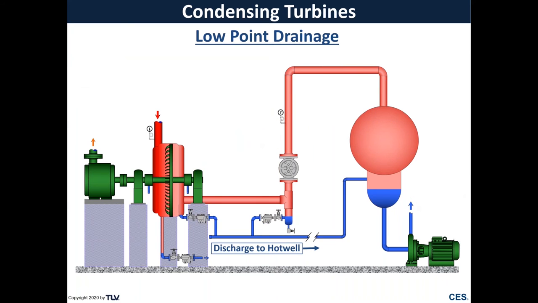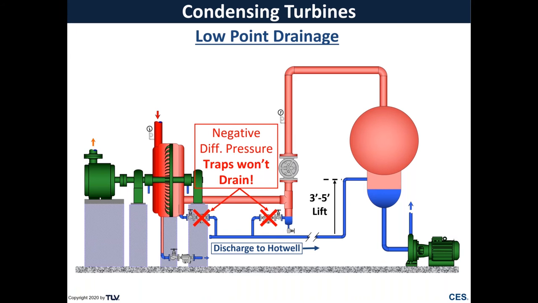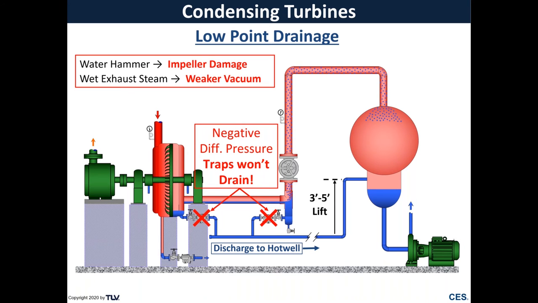Another option might be to route the discharge of the traps to the hot well of the condenser. But here, the pressure of the turbine exhaust and the condenser hot well is virtually the same. And additionally, there is likely to be a vertical lift of a few feet to enter the hot well, increasing the back pressure at the traps. The result is that there is still negative differential at the traps, no drainage, and condensate backup as before.